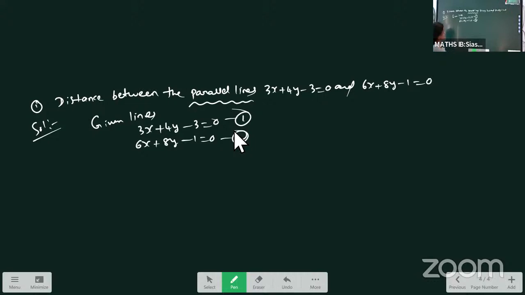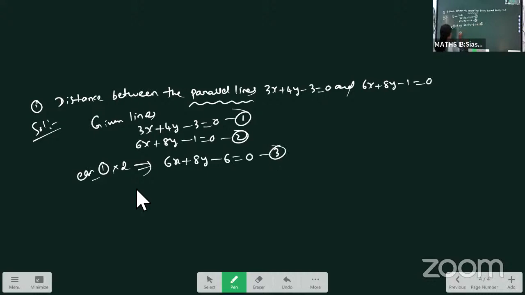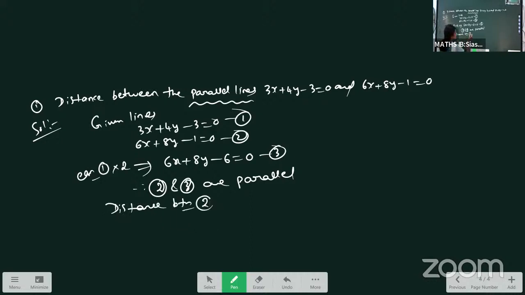First check. By seeing, they are not parallel. But if you observe, multiply equation 1 with number 2. So what do we get? 6x plus 8y minus 6 is equal to 0. Take it as equation 3. Now we can say equation 2 and equation 3 are parallel. Therefore, distance formula: distance between parallel lines, what is the formula? Mod of C1 minus C2 by under root of a square plus b square.